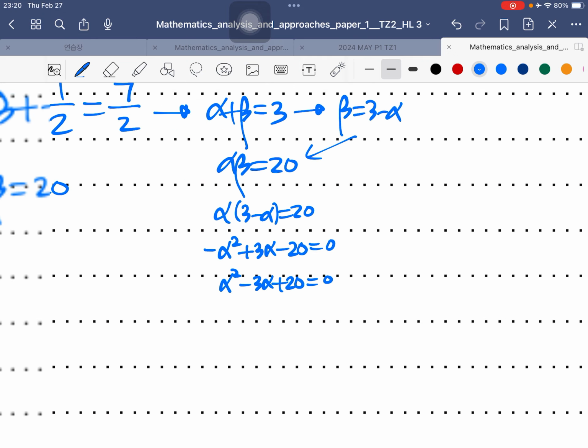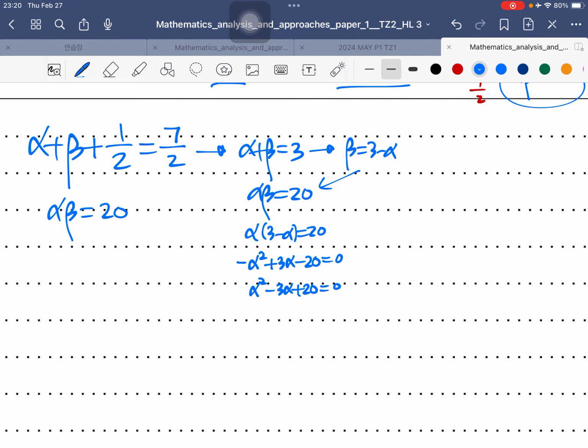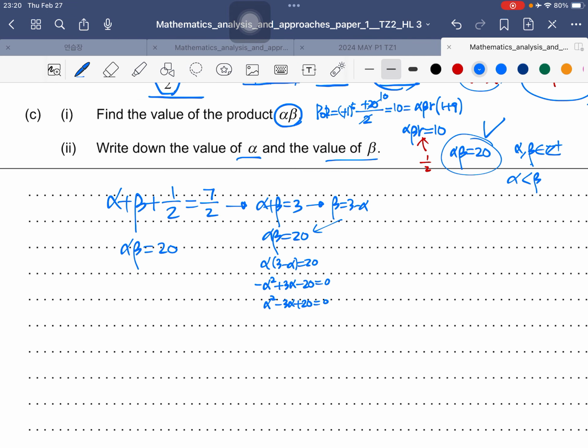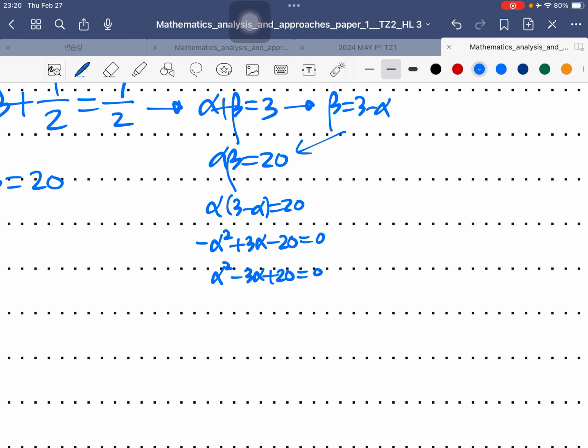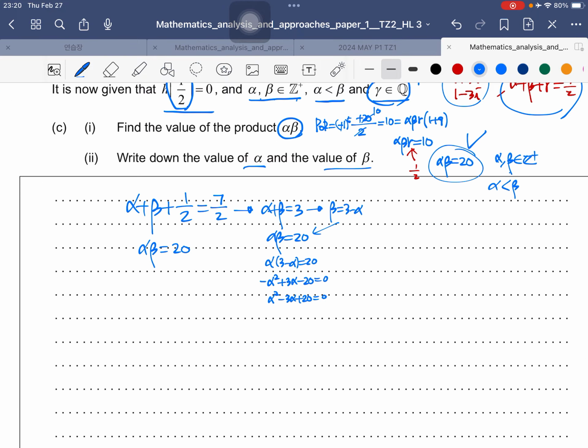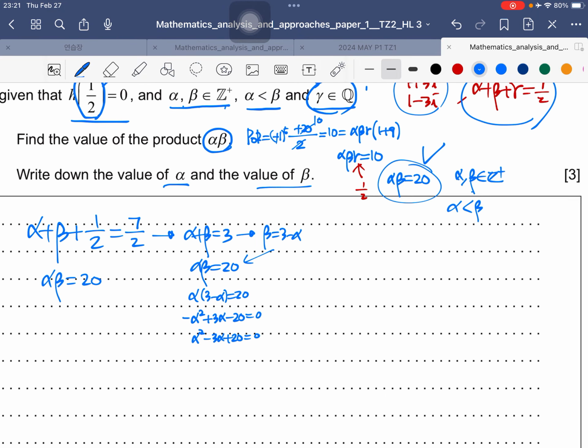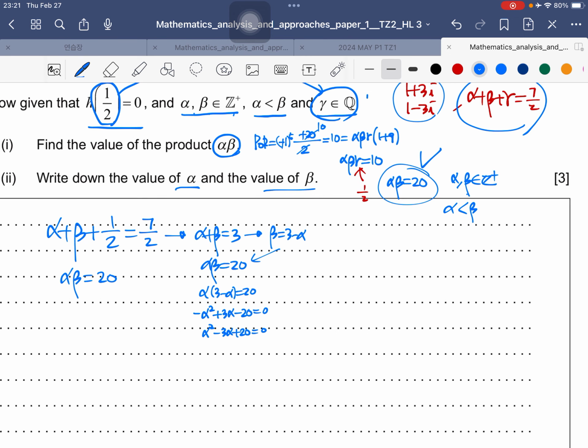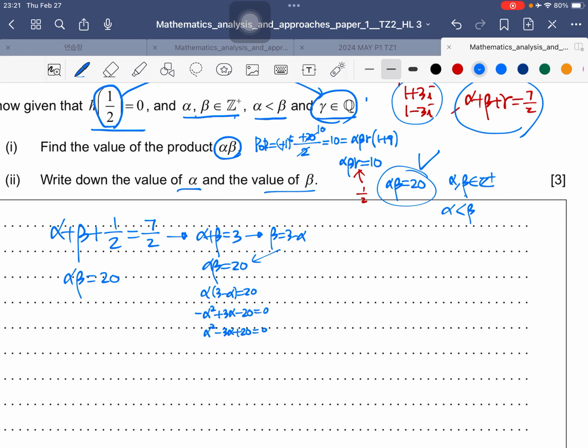Something's wrong. Alpha must be an integer. Something is wrong. What is wrong? Oh, this portion is wrong. Oh yeah, this is all wrong. Okay, got it.